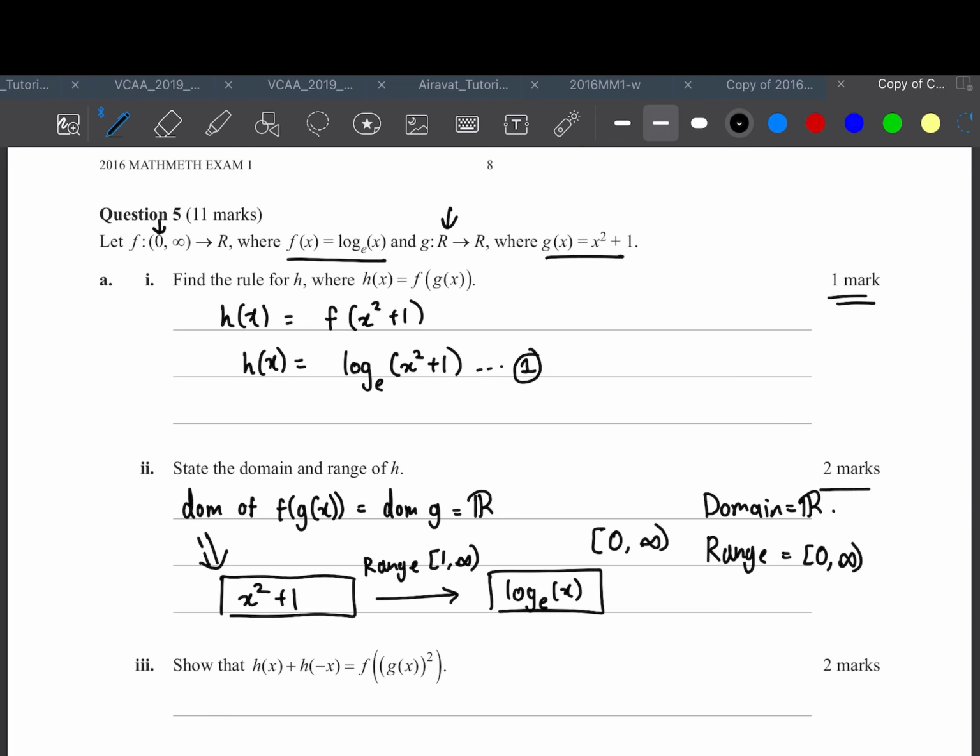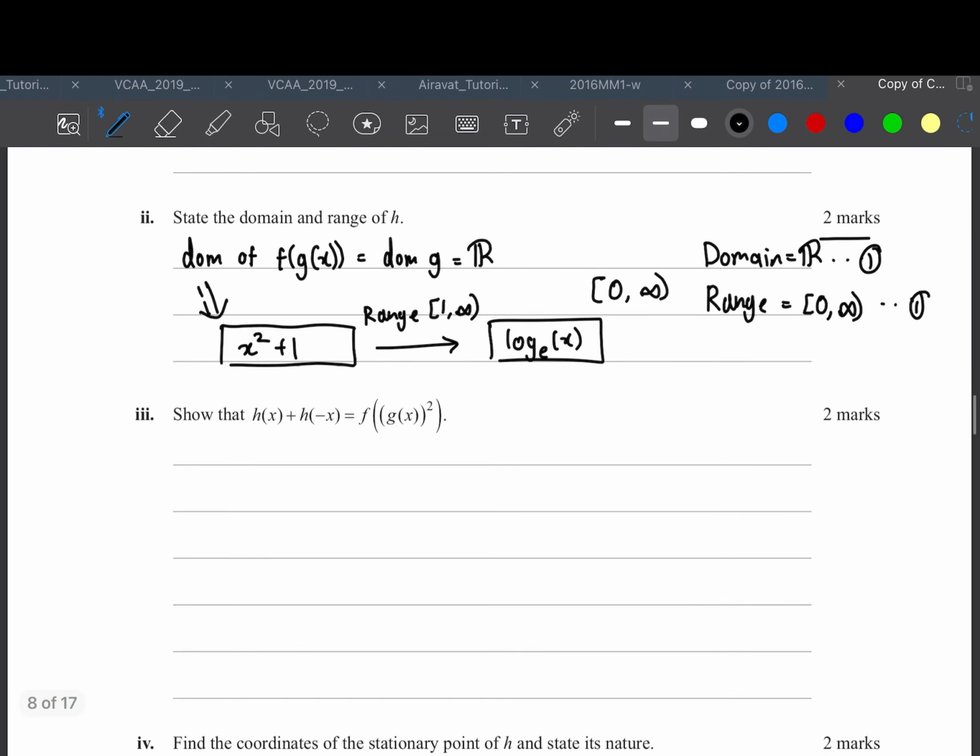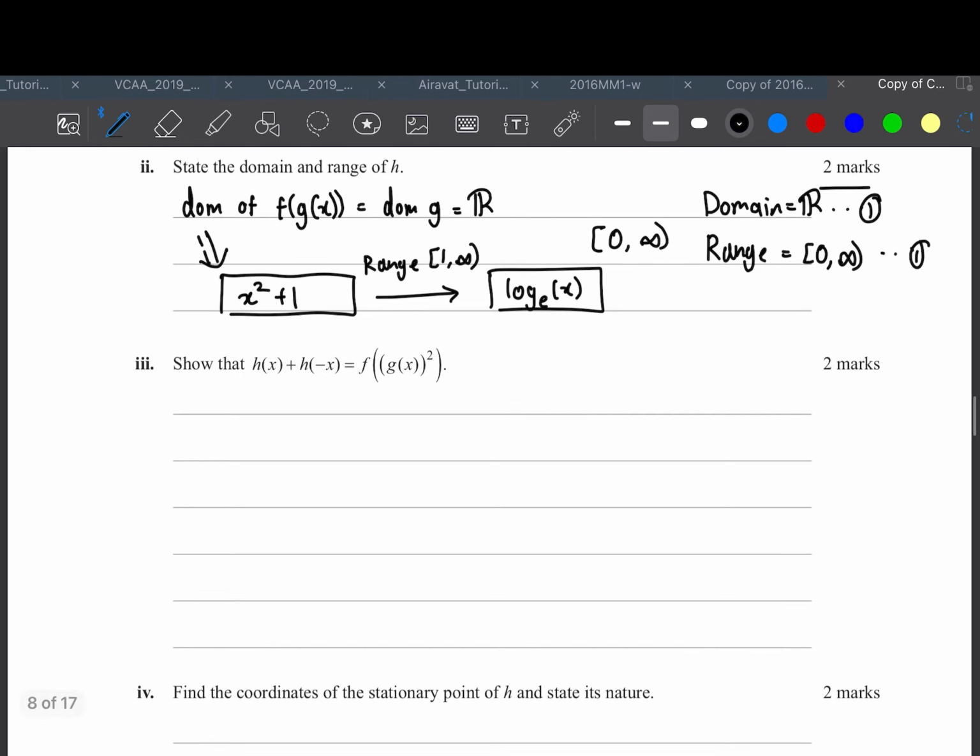So again, 2 marks, 1 for this and 1 for that. Alright. Now show that h of x plus h of minus x is going to be that. So we already know h of x is just going to be log base e of (x squared plus 1). Now h of negative x is going to be log base e. Now substitute negative x into x squared, it's just going to give us x squared again, plus 1.